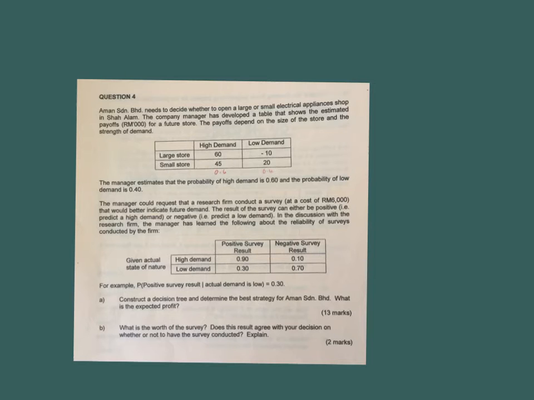And the manager estimates that the probability of a high demand is 0.6 and the probability of low demand is 0.4. Okay, let's draw a decision tree for this initial part of the question, for the first part of the payoff table. Okay, let me make it smaller. All right. Now to start drawing a decision tree, first of all, we have to start with a square, right?